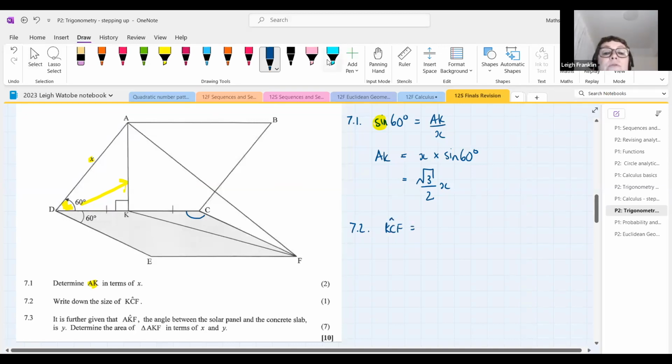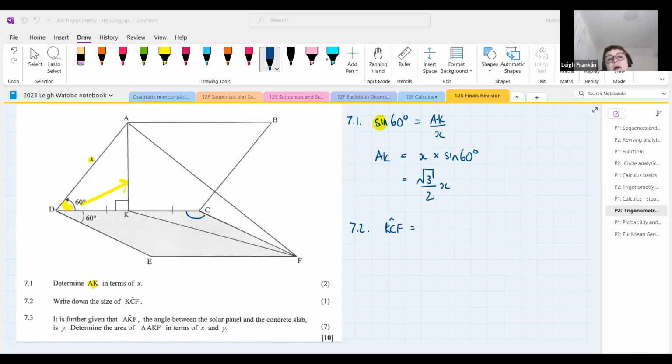What are the rest of you saying? Not in this case, Letu, you don't, because it just said write down the size. So it's just out of 1 mark. In this case, we wouldn't provide the reason. All right. See, why can it not be 60? It can't be 60.